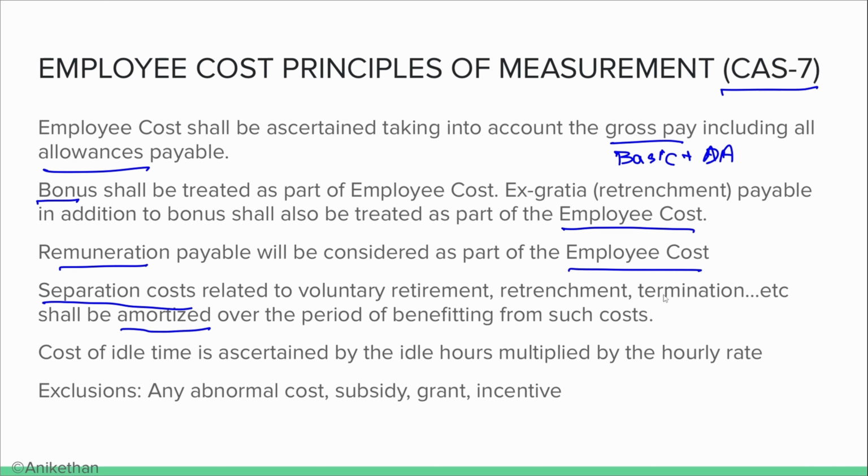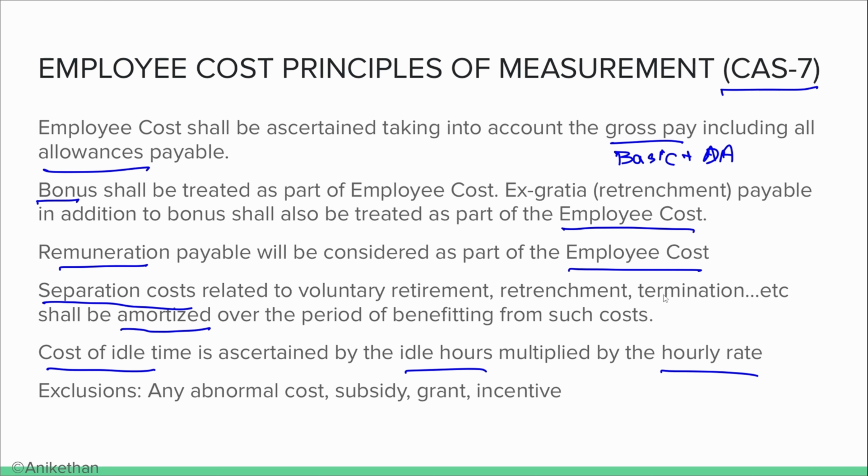That means if 50 lakh is paid as a huge separation cost at the age of 50, for the remaining 8 years the 50 lakh will be amortized. That means 50 lakh divided by 8 across the next 8 years. That is what the cost accounting standard says with respect to separation cost. Next point is cost of idle time, which is ascertained by idle hours multiplied by hourly rate. We will separately see how the idle time cost is considered.